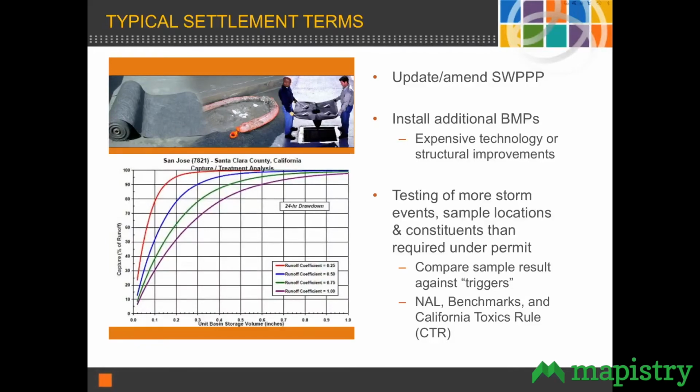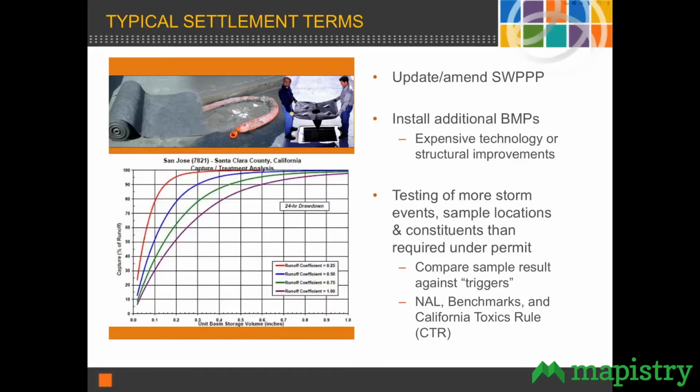Another typical settlement term is that they're not just going to stick to the permit. A lot of times they're going to want a trigger that is more strict than the NALs. So they're going to have potentially lower levels, potentially more constituents. They also try and tie, which I would fight to the extent that you can, these settlements tie exceedances to benchmarks of the California Toxics Rule.